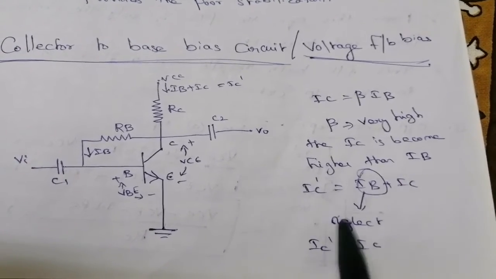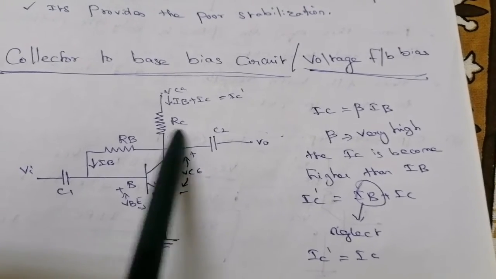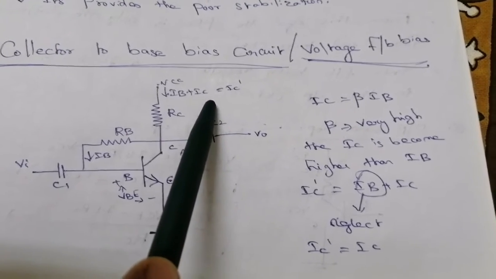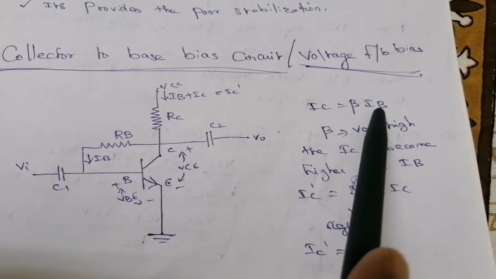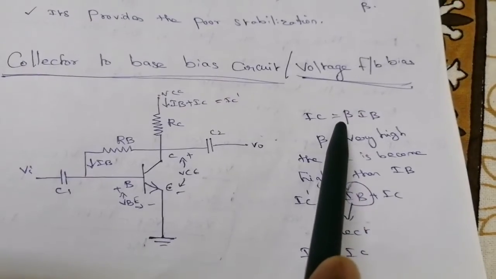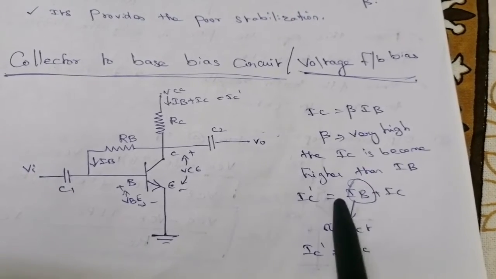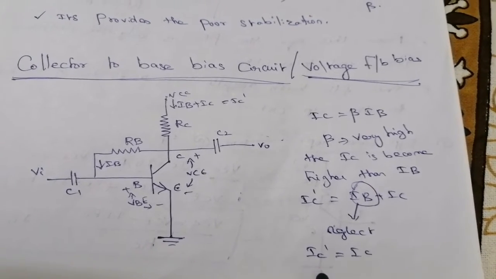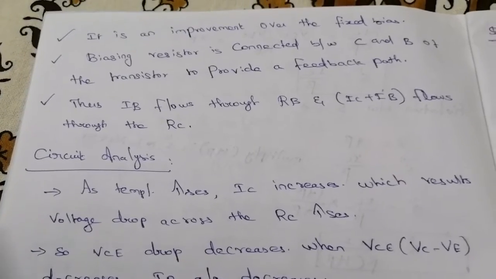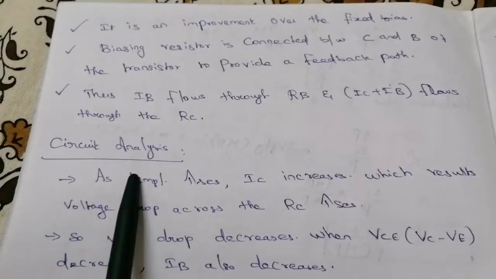For that we can consider IC dash equal to IC, because the current flowing through the collector resistance is nothing but the sum of base current and collector current, but we have the relation between base and collector, IC is equal to beta IB. If the beta value is very high, then the collector current is much greater than the base current, so we can neglect this base current from this equation. So finally we get IC dash equal to IC. So already I told you this point. Next one, circuit analysis.